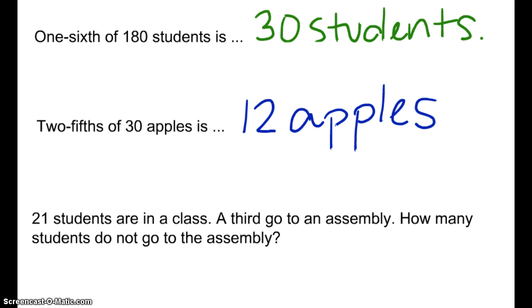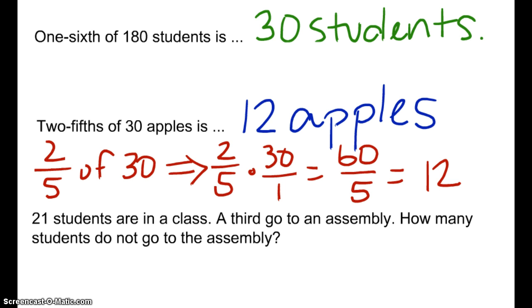For the next one, did you get that 2/5 of 30 apples is 12 apples? That's what you should have gotten. Let's look at a couple of ways. 2/5 of 30 means 2/5 times 30 over 1. Multiply straight across. 60 divided by 5 is 12. That's one way to look at it.